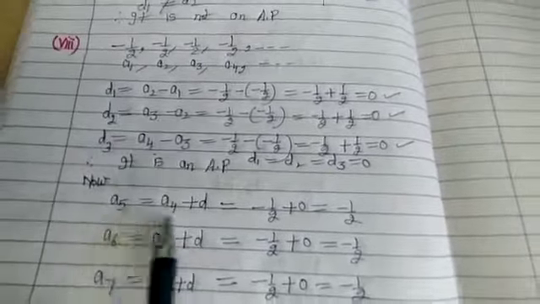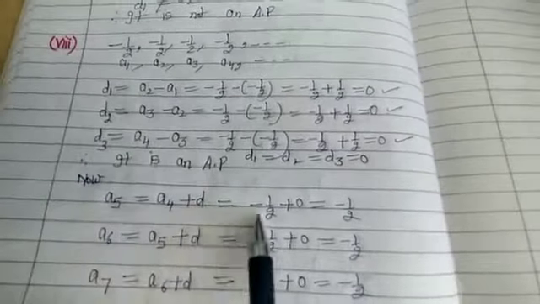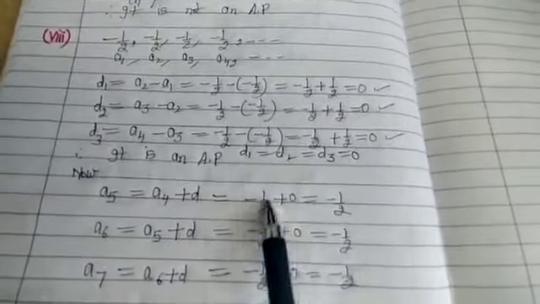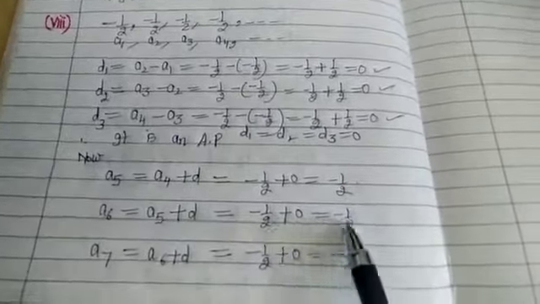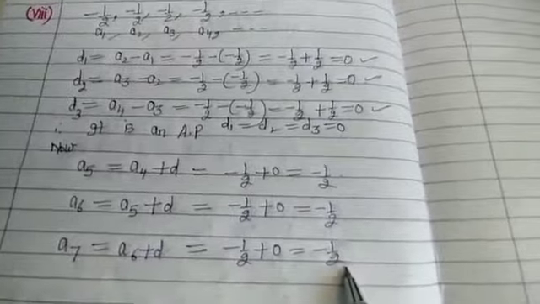And we have to write the next terms also. So A5 is A4 plus d, so minus 1 by 2 plus 0. When we add 0 to any term, the answer will remain the same. So minus 1 by 2, so A6 will be minus 1 by 2, A7 will be minus 1 by 2.